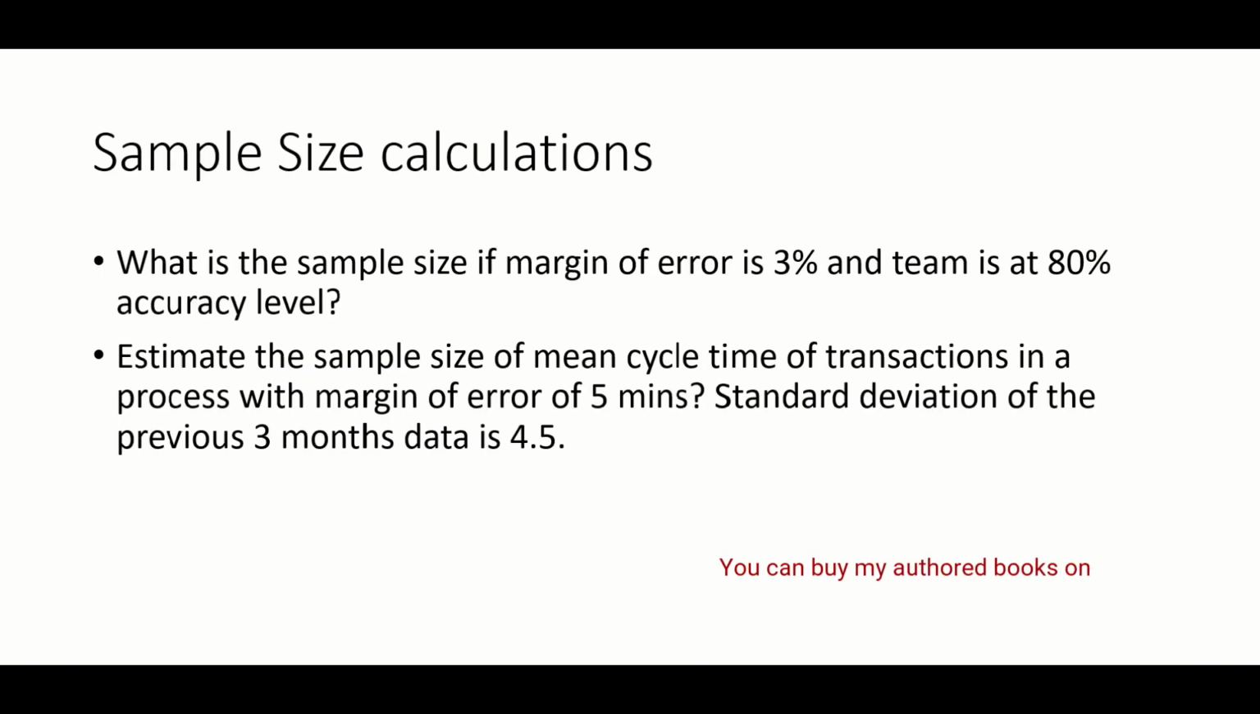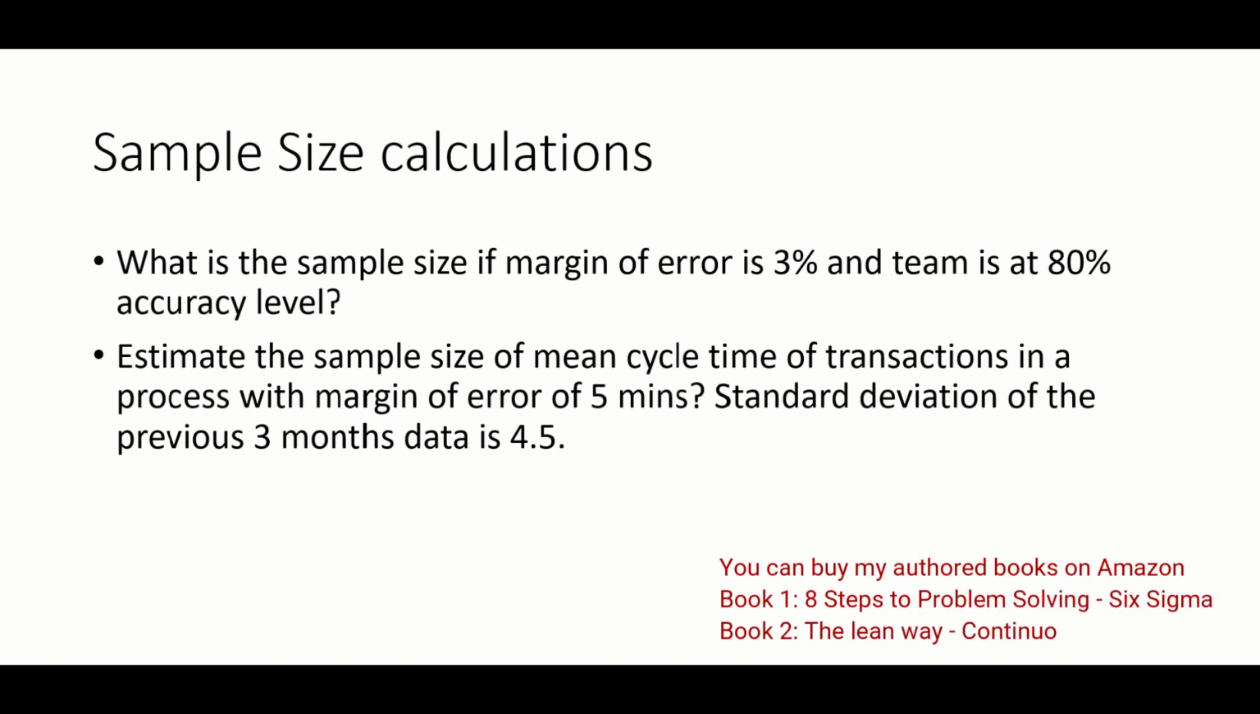When you learn Lean Six Sigma, the first thing that is taught is basic statistics. In basic statistics, we learn there are two types of data that we have to work on. One is called discrete and the other one is called continuous. The discrete data is measured in percentages and the continuous data can be measured with mean and standard deviation.